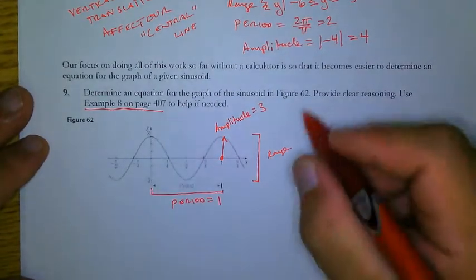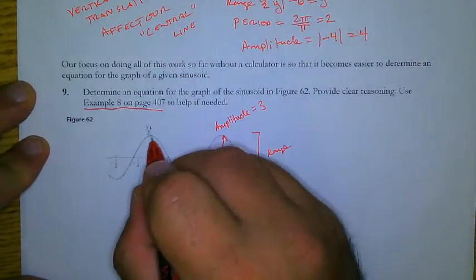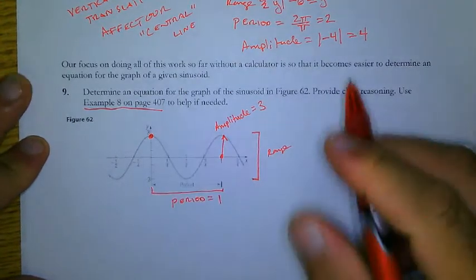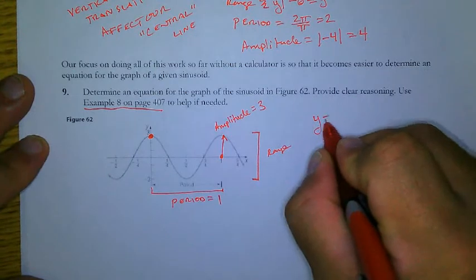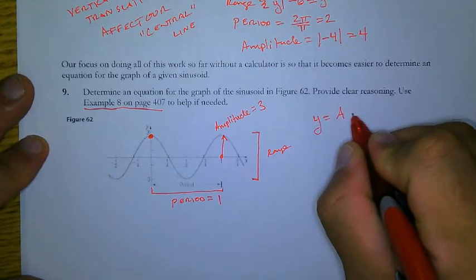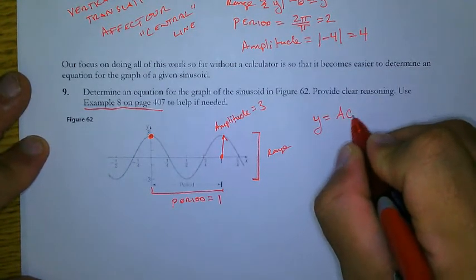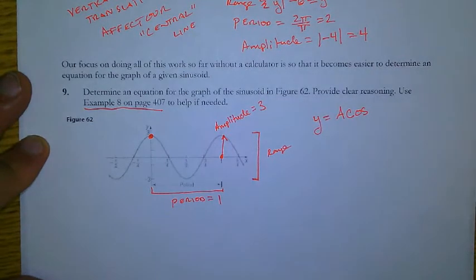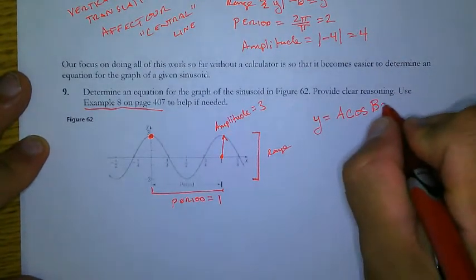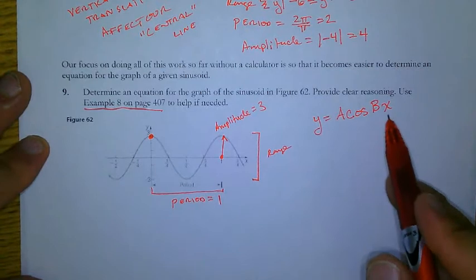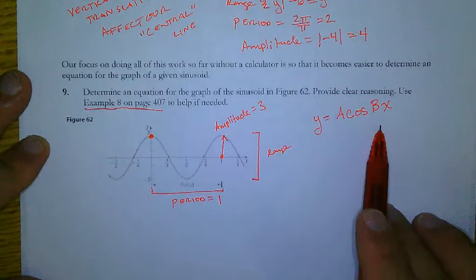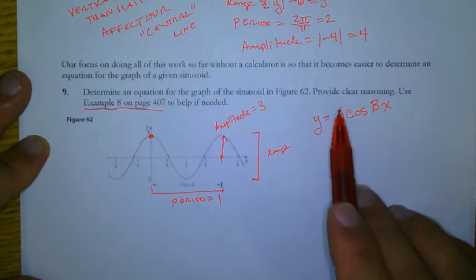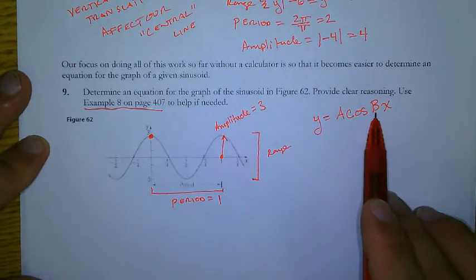Now, the general form of my equation will depend on what type of curve I have. Notice I start at a maximum, so I'm thinking some leading coefficient that tells me my amplitude, some cosine of something that might change my period times x. This is my general basic form: some change of my amplitude, some change of my period.